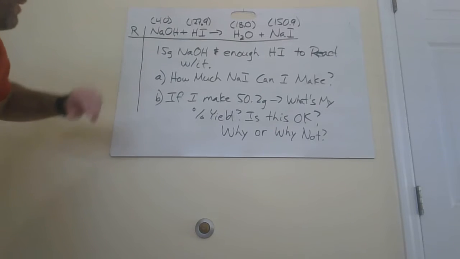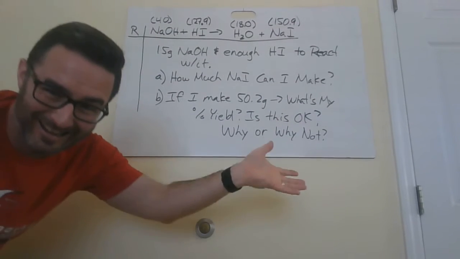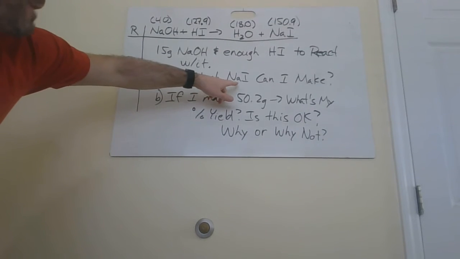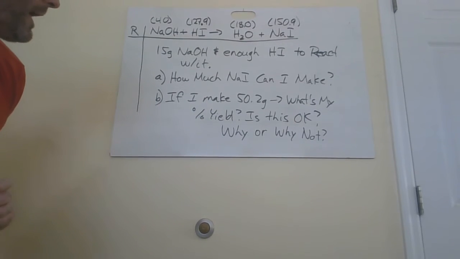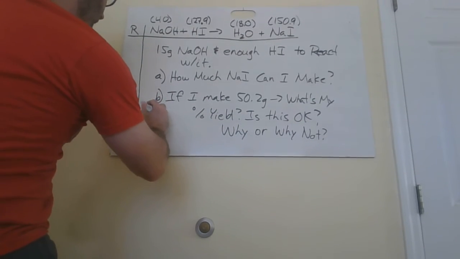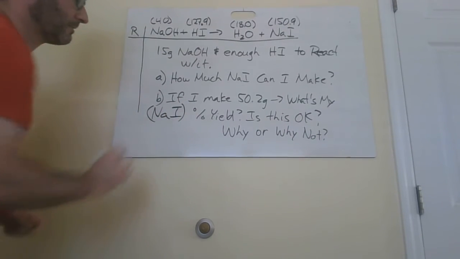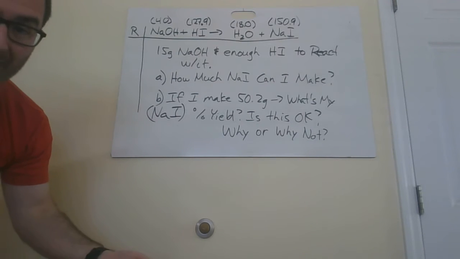If you start off with 15 grams of sodium hydroxide and enough HI to react with it, how much sodium iodide can I make? And then if I make 50.2 grams of NaI, what's my percent yield? Is this okay? Why or why not?